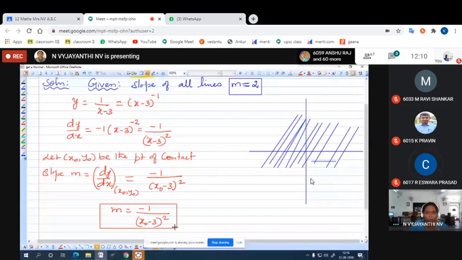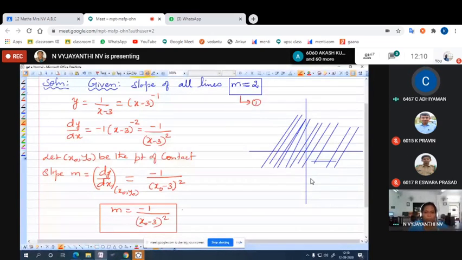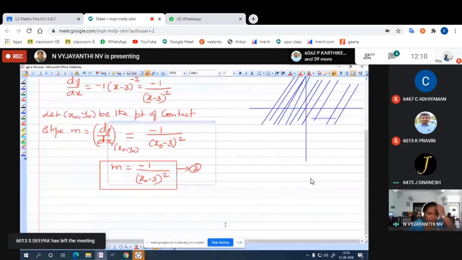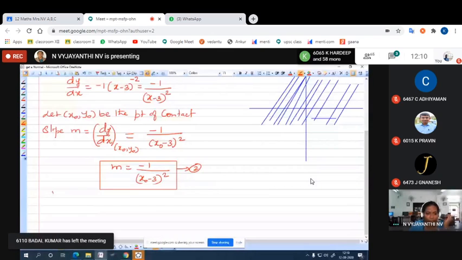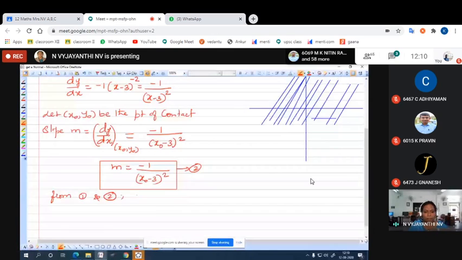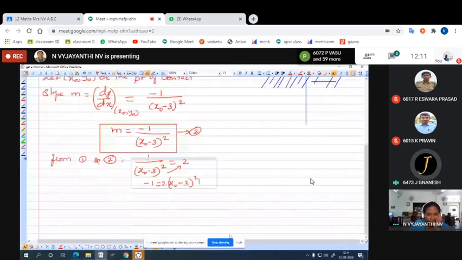Equate both. We have to equate these two for finding X naught, the point of contact, isn't it? So from 1 and 2, we have minus 1 by x naught minus 3 the whole square equal to 2. So shall we cross multiply? Is it possible to simplify? Yes, we will get two values.